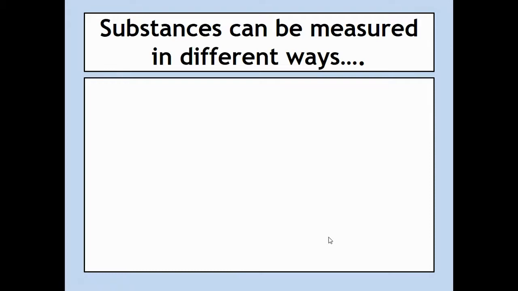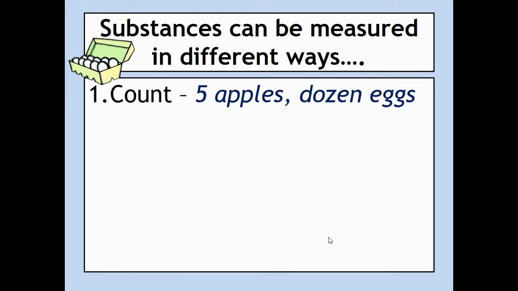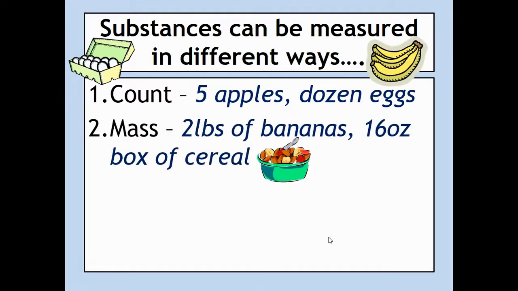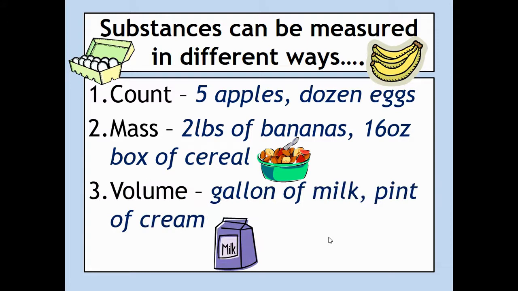Okay, so substances can be measured in different ways. We can count them. We can say we have 5 apples. We can say we have a dozen eggs. We can weigh them. We can say we have 2 pounds of bananas. Say we have a 16-ounce box of cereal. And we can see how much space they take up, volume. We can talk about milk in terms of a gallon of milk, a pint of cream. These are different ways of measuring things.